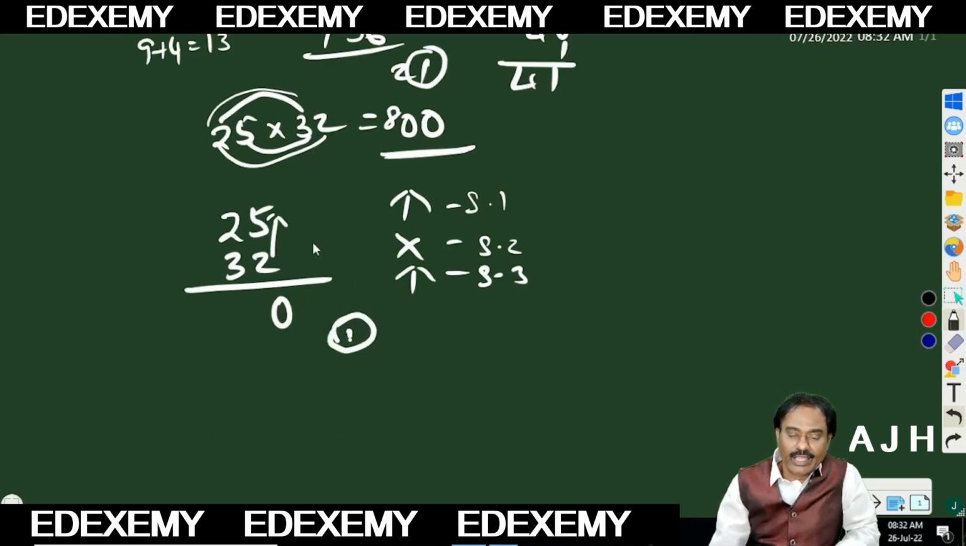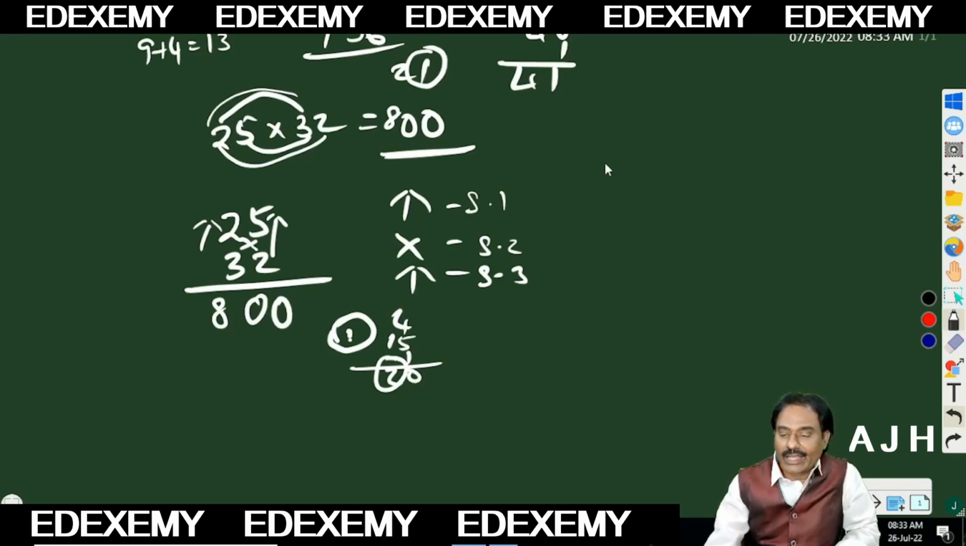The next step is cross multiply and add. Now you cross multiply these two numbers. 2 into 2 is 4. 5 into 3 is 15. 15 plus 4 is 19, and add this 1. The value will be 20. You put 0 here, and this 2 is carry forward. Now straight up, the 10th digit. 3 into 2 is 6, and the carry forward value is 2. 6 plus 2 is 8. Therefore 800. This is Vedic math.